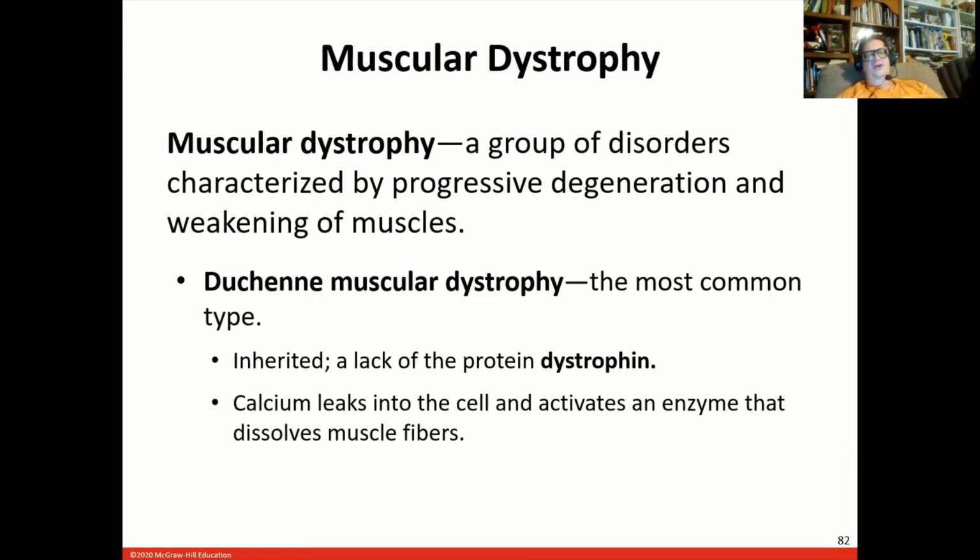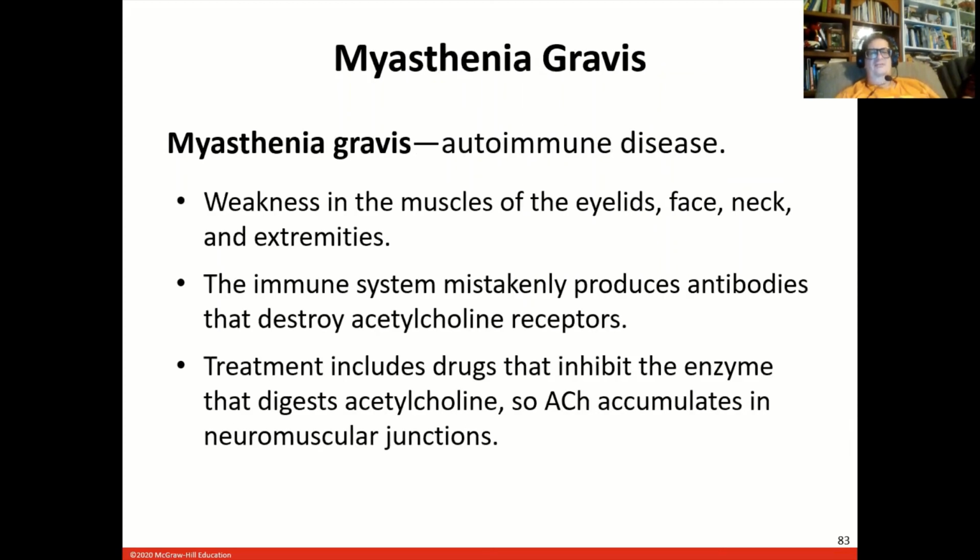Calcium will go into the cell. Now remember, normally we store the calcium in the sarcoplasmic reticulum, and we use it to cause contractions. In this case, the calcium goes into the cell and activates an enzyme that will dissolve the muscle fibers. So the muscle fibers are wearing down due to this genetic disorder. They're being broken down.